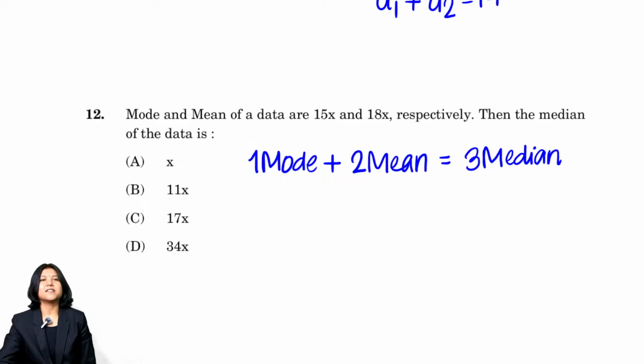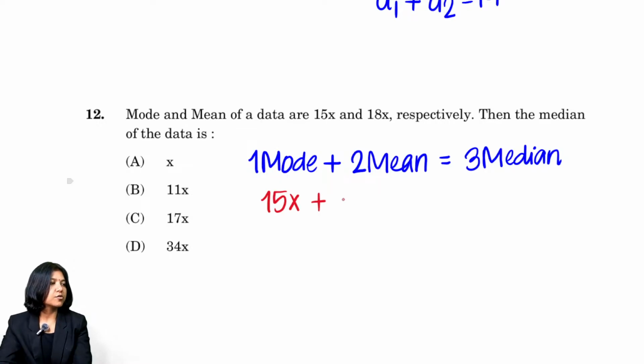This is one thing which is going to help us find this question. They have told me that the mode here is 15x and the mean is 18x. Find the median. So I'll use this relation, 1 mode. So 1 times the mode value, which is 15x, is just as it is. 2 times the mean value. Mean is 18. Double of 18 is 36. So 36x has to be equal to 3 times median.